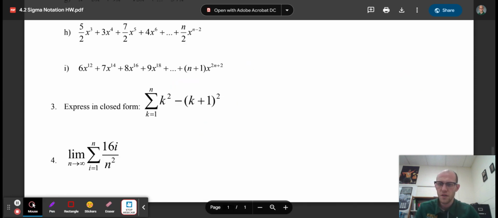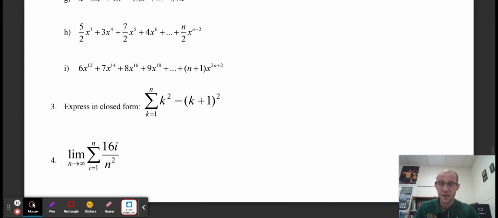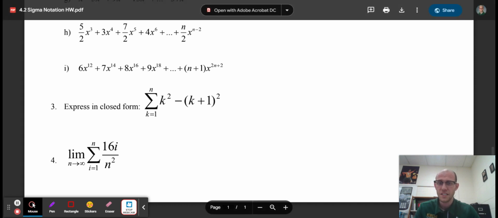These at the bottom would be very similar to the ones at the bottom of our practice. Express this in closed form. And here's one with the limit. Express this in closed form as n goes to infinity. So there's nothing more we need to talk about with summations.